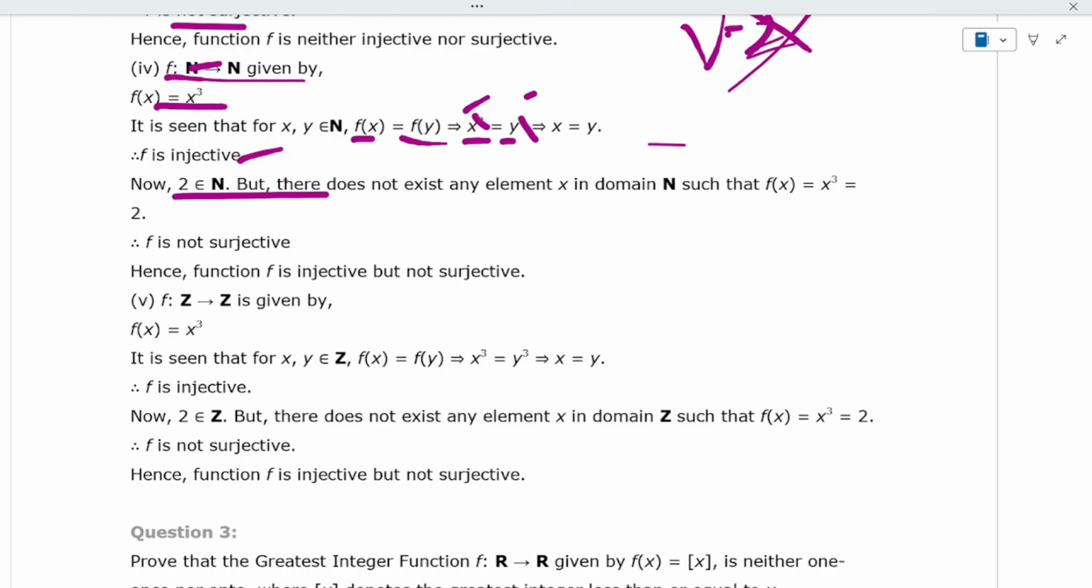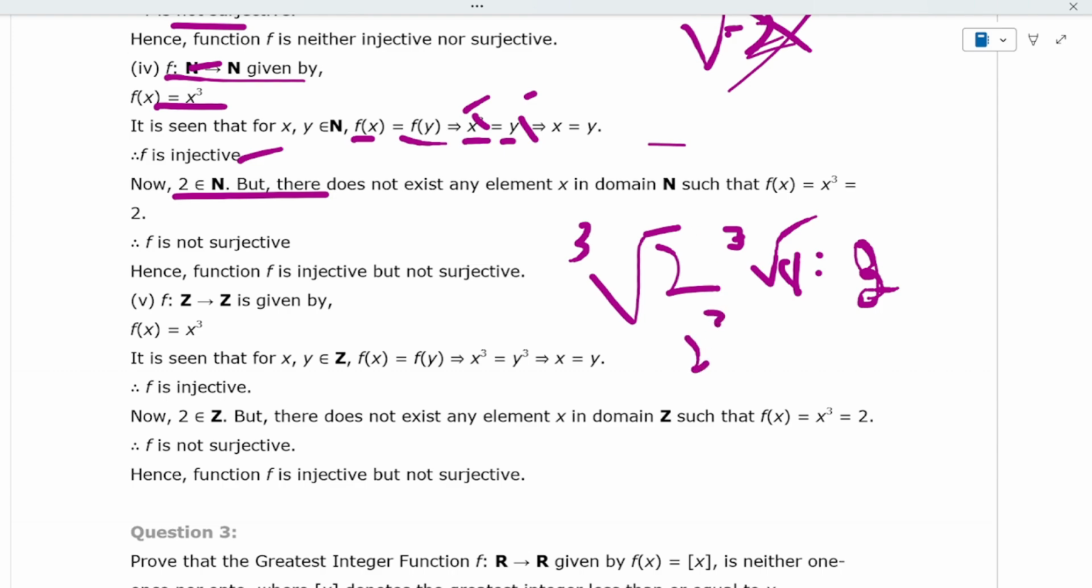Now for surjective, they are giving natural numbers, right? You take 2, a natural number, but there does not exist any element x in the domain such that f of x is 2, because cube root of 2 does not exist. Cube root of 8 is 2. Try to understand the concept I am saying here. 2 cube may exist, that is 8, but cube root of 2 does not exist. So we say that it is not surjective.